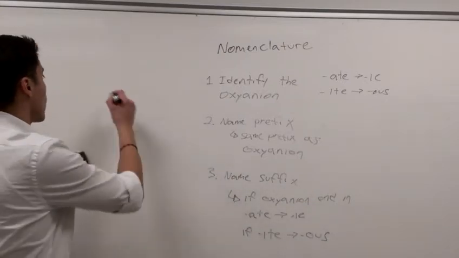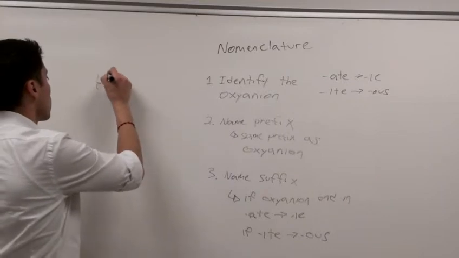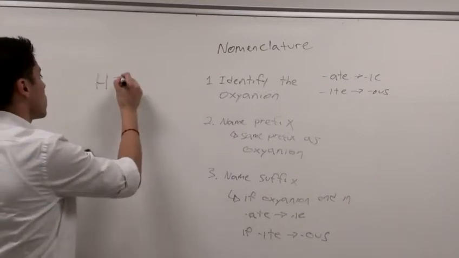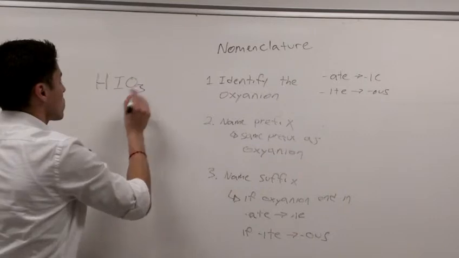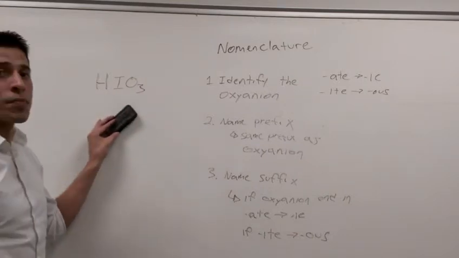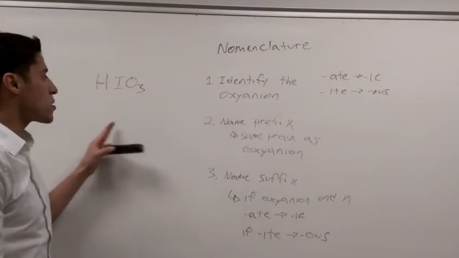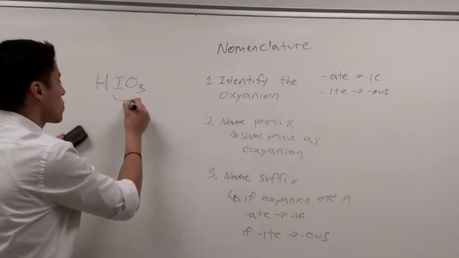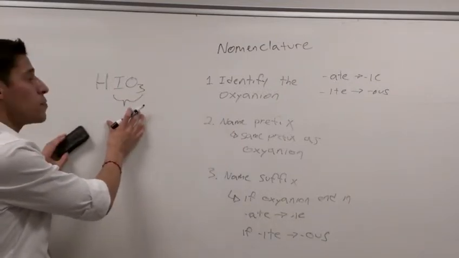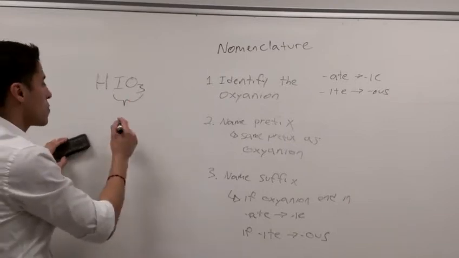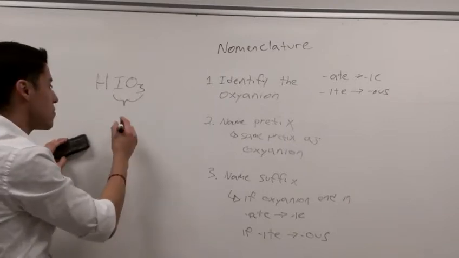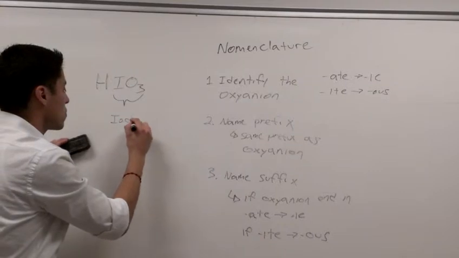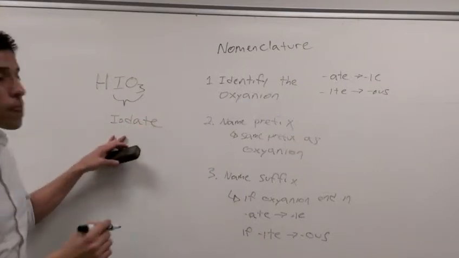So if we have something like HIO3, when naming this, the first thing we're going to do is identify the oxyanion. Here's our oxyanion. It's chlorine. I'm sorry, it's iodate. It's iodate.